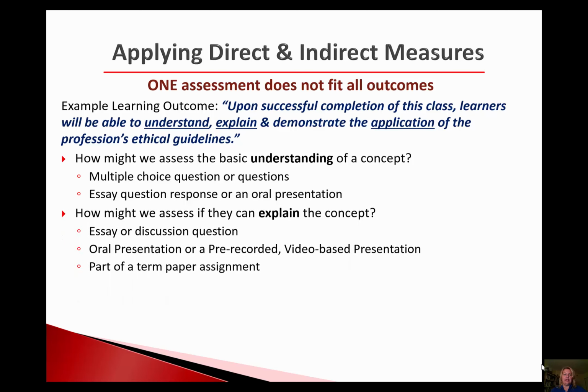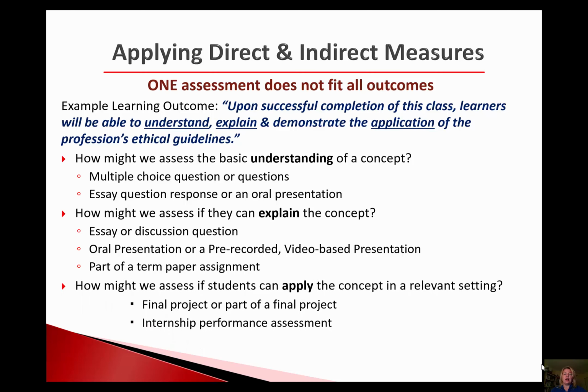How might we assess if they can explain a concept? An essay or discussion question could do it with the right prompts that allow you to assess them, usually with good rubrics. An oral presentation or a pre-recorded video-based presentation done by the learner can certainly let us know if they have the ability to explain the professional ethical guidelines. Part of a term paper assignment, maybe it's the entire term paper assignment. If there are specific requirements for them to explain their profession's ethical guidelines, then you could directly assess that with that kind of assignment. Now let's talk about application.